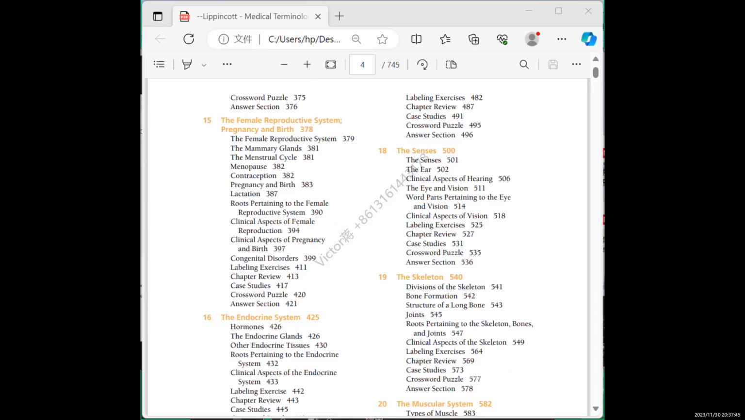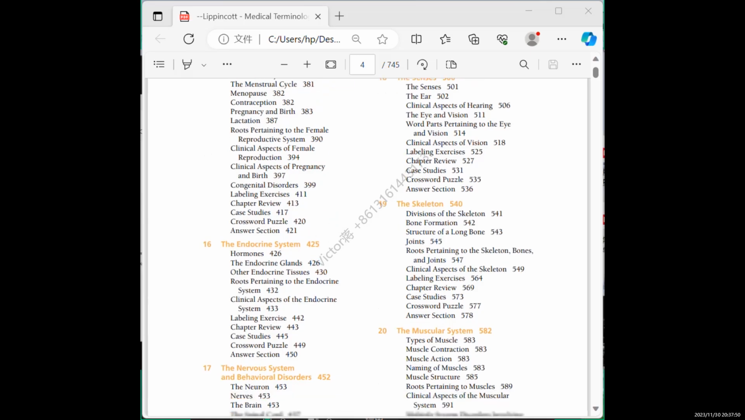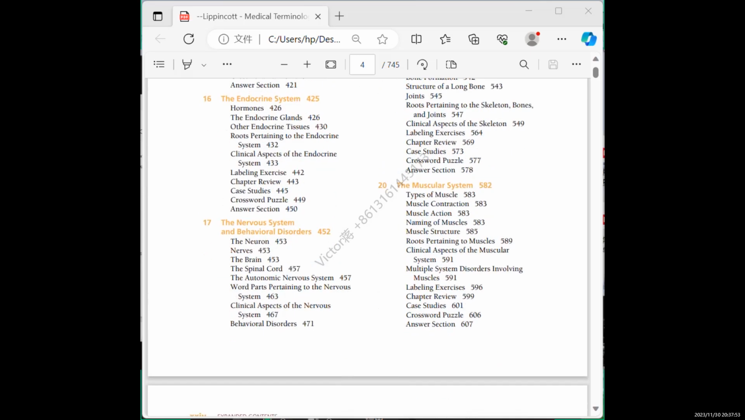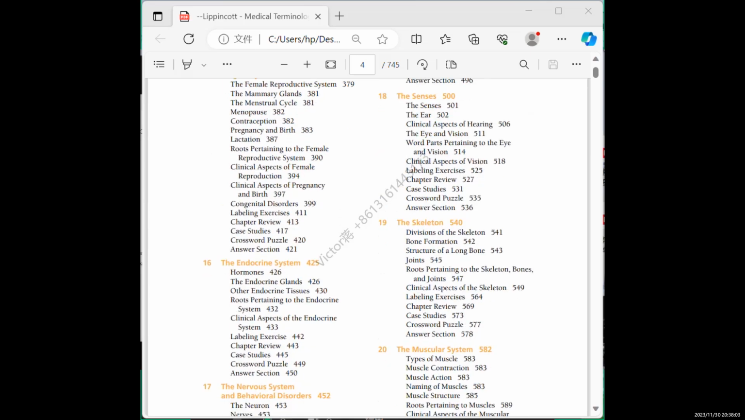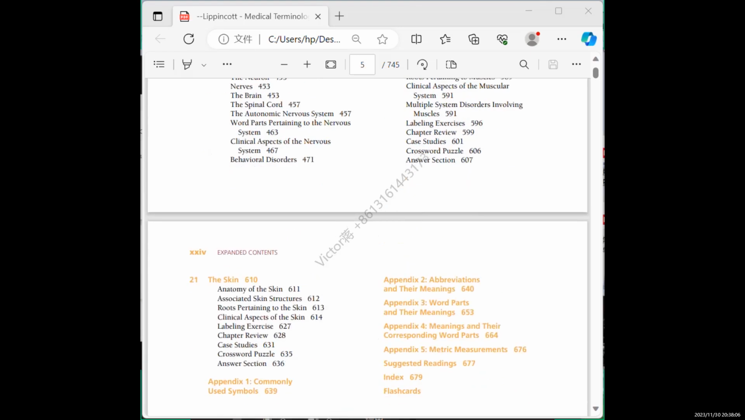Chapter 18, the senses. Chapter 19, the skeleton. Chapter 20, the muscular system. I think chapter 19 and chapter 20 are almost about anatomy, and chapter 21, skin, I think is a little bit associated with clinical medicine. Anyway, that's almost all 21 chapters of the contents. From the beginning to the end, we'll go through all 21 chapters.